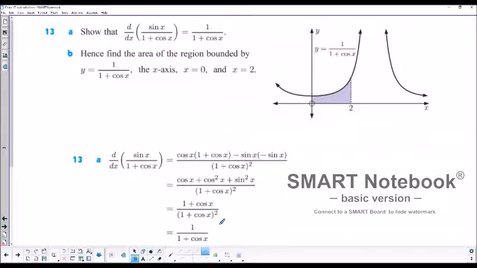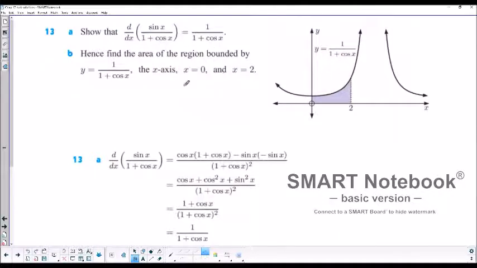Okay, so we're going to continue on from where we left off yesterday, looking at some of the Chapter 17 homework solutions that you had requested. And so 13A was requested. And so here's the graph of y equals 1 over 1 plus cosine x.